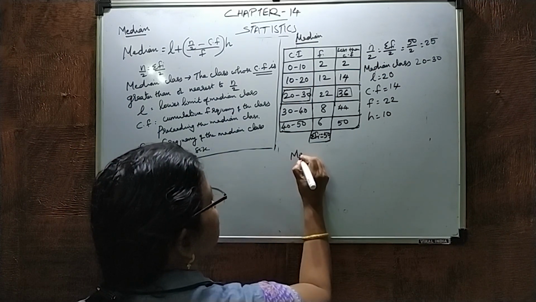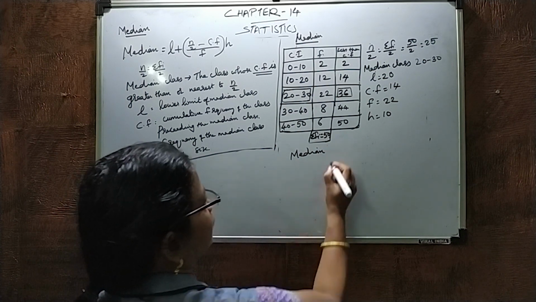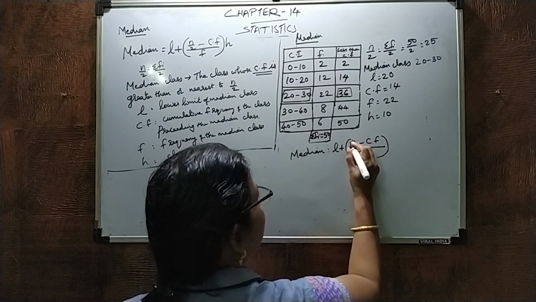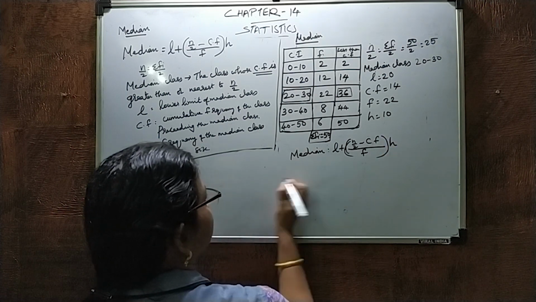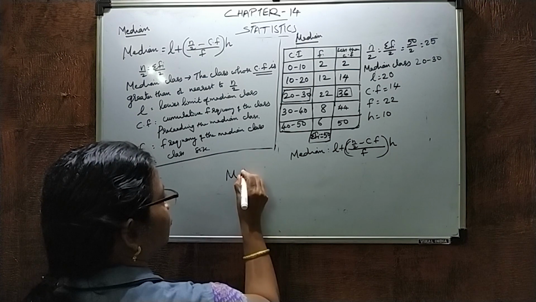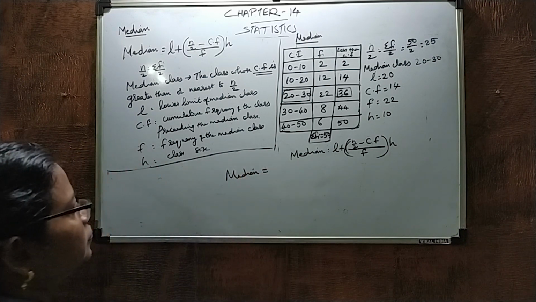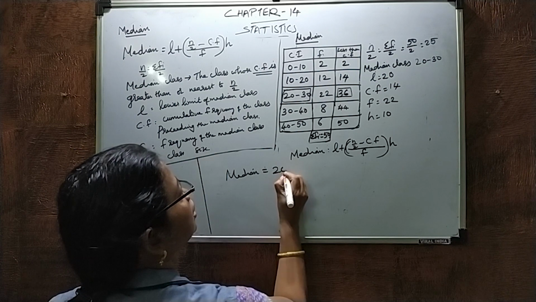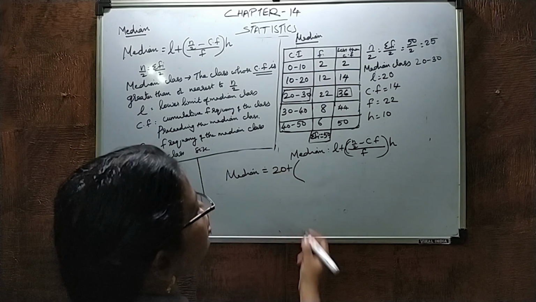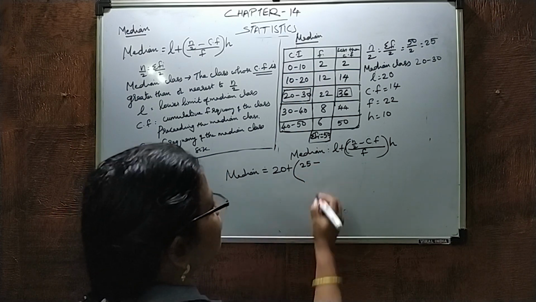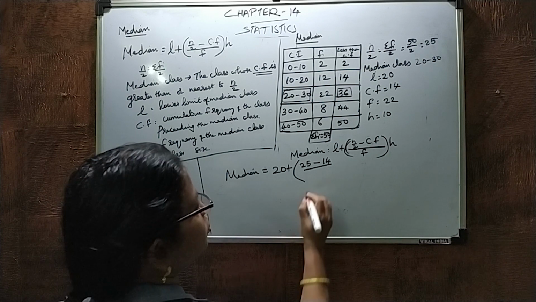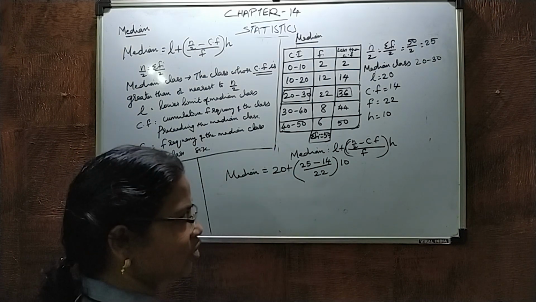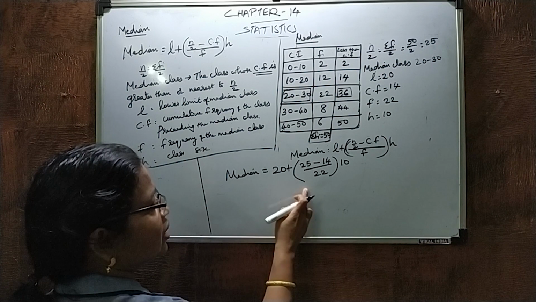Now you start the median then. So median equals L plus (N by 2 minus CF) divided by F, into H. Here we will do the calculation. So median is equal to L, which is 20, plus bracket N by 2 is 25 minus CF is 14, divided by F is 22, into 10. So first you finish this calculation in the bracket. Then only we will multiply with the 10 or cancel with the 10. Then add the next one.